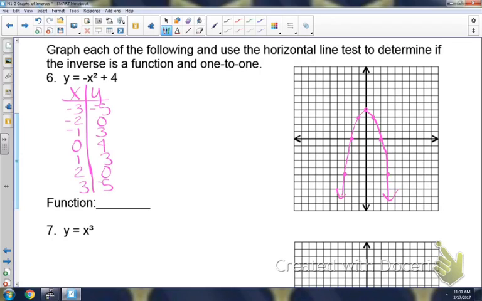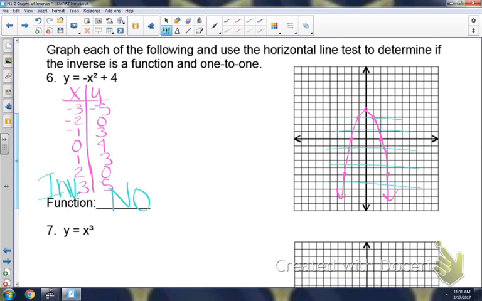Okay, so we're not going to graph the inverse. We're just going to use the horizontal line test to determine if the inverse is a function and one-to-one. So if I were to draw horizontal lines through the relation, which is the original, notice it intersects at 2 different places, which means the inverse would not be a function. So we can use the horizontal line test to determine if our inverse is a function or not. Okay?